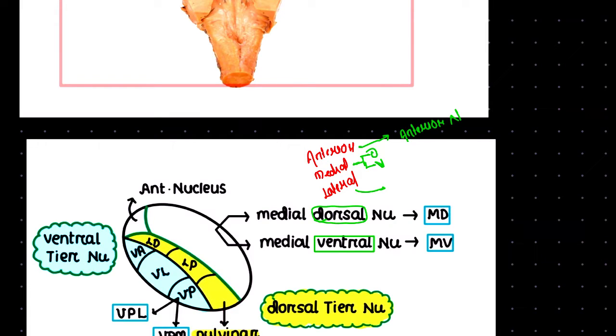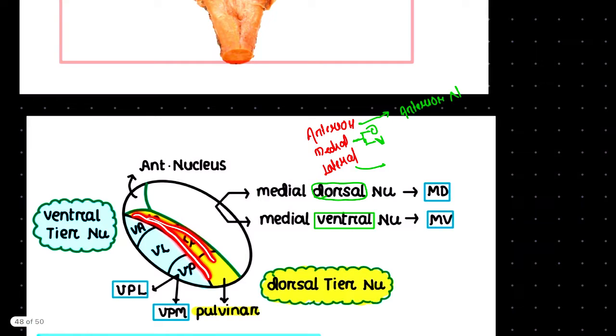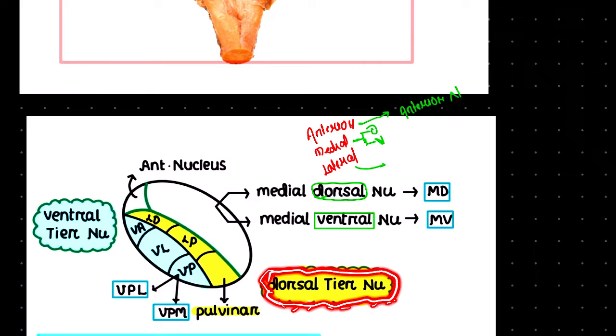So these are the nuclei present on the lateral dorsal part: lateral dorsal, lateral posterior, and pulvinar. These are found on the dorsal part, and they are called the dorsal tier nuclei.